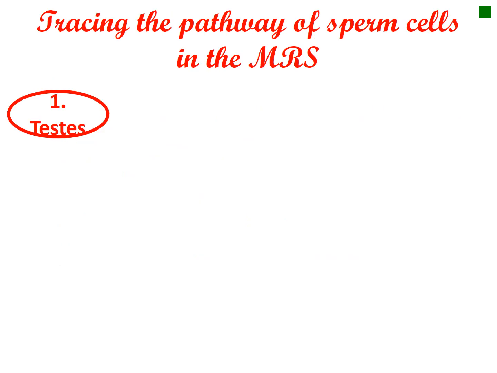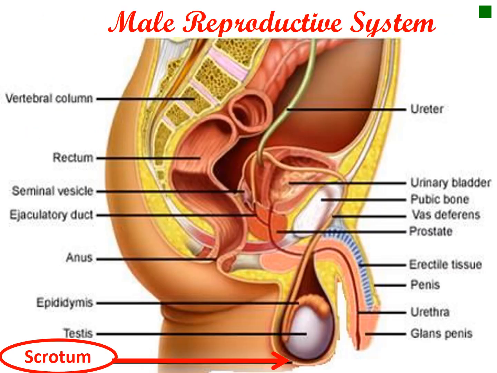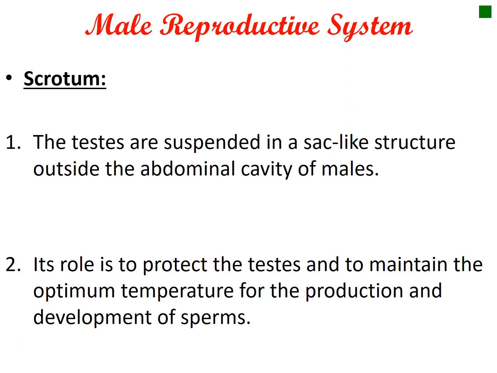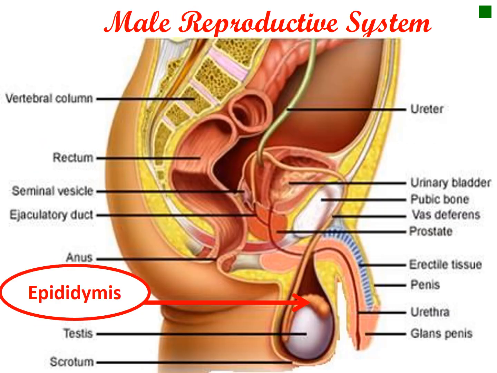Pathway of the sperm cells. First, the testes. Second, we have the scrotum. It is the sac-like structure in which the testes are suspended outside the abdominal cavity in order to protect the testes and to maintain optimum temperature for the production and development of sperms. That's the function of the scrotum.